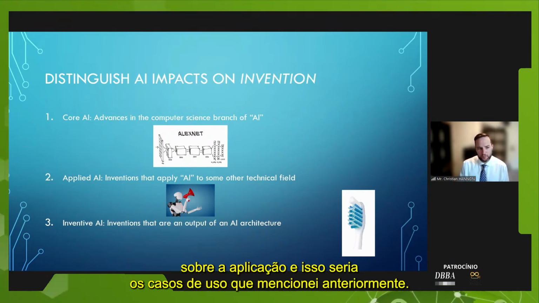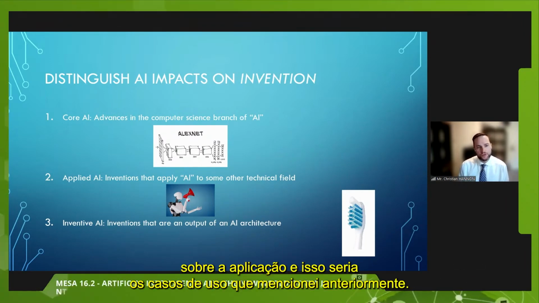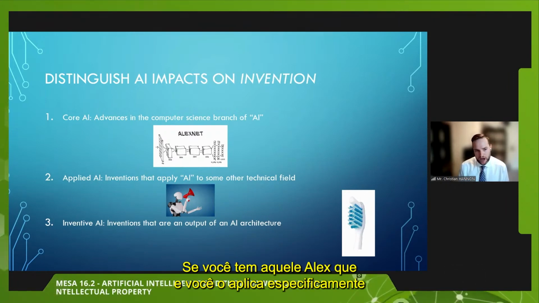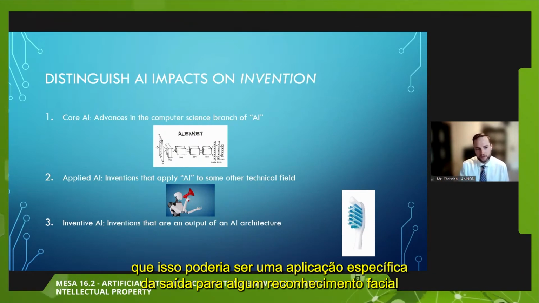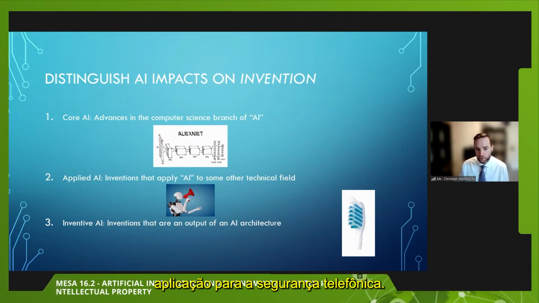Then you can talk about applied AI, and that would be those use cases that I mentioned before. If you have that AlexNet and you apply it specifically to recognizing, let's say, a human being's face for unlocking their phone, right? That could be a specific application of the AlexNet to some facial recognition application for phone security.